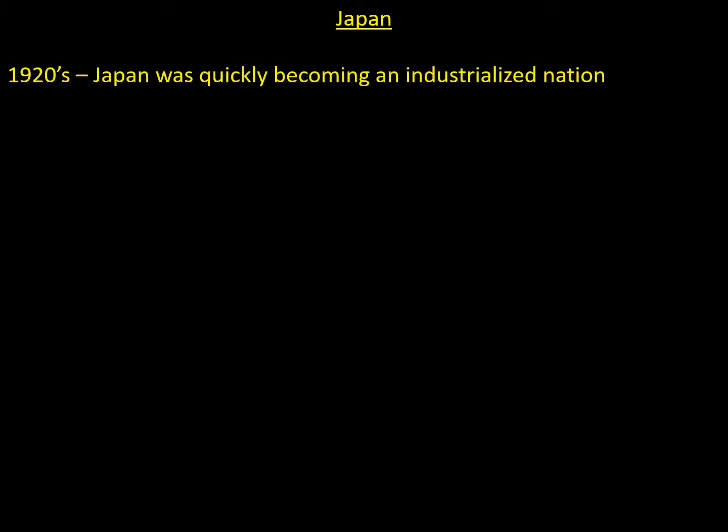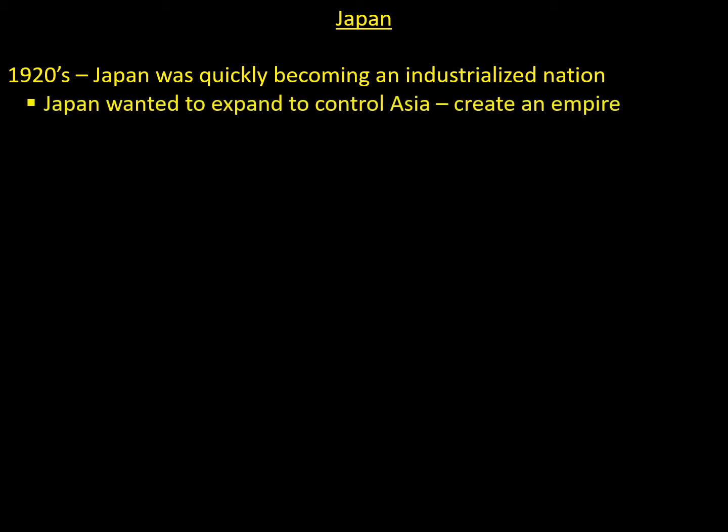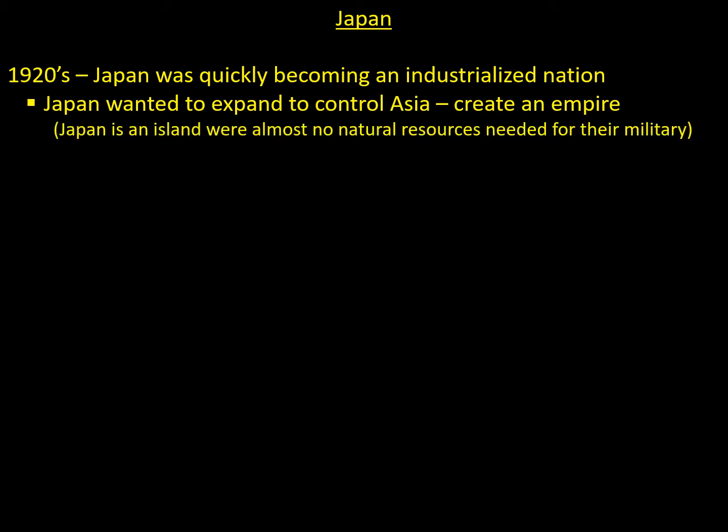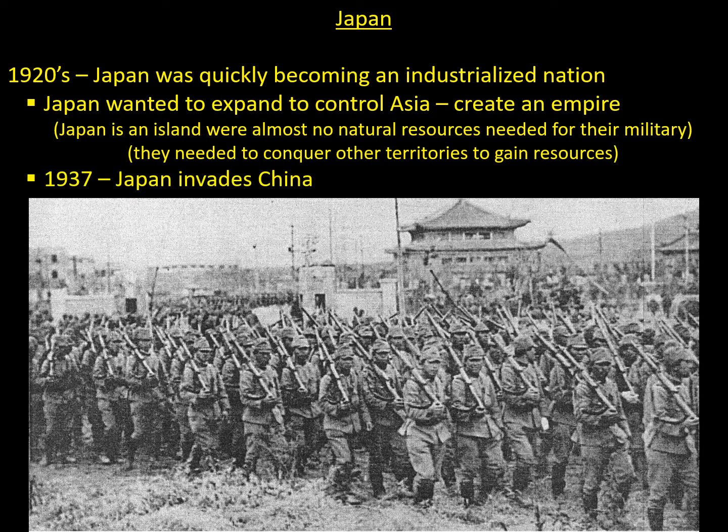We're going to shift to the Pacific Ocean and look at Japan. In the 1920s, Japan was quickly becoming an industrialized nation. Japan wanted to expand to control Asia, to create an empire. Unfortunately for Japan, it was an island with almost no natural resources like oil, iron ore, or rubber that they would need for their military. They needed to conquer other territories to gain these resources. So in 1937, Japan invades China.